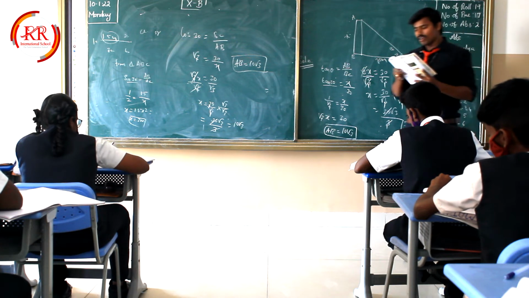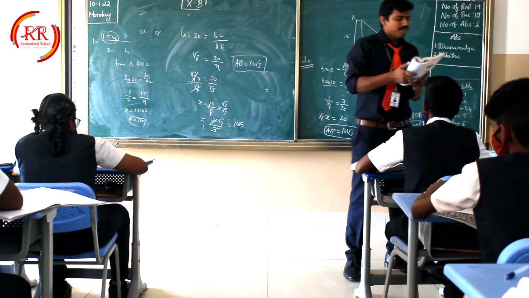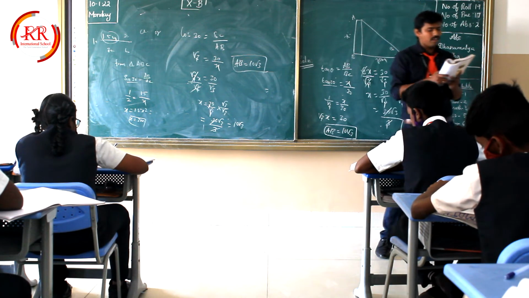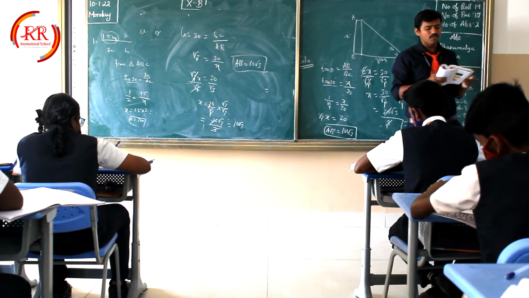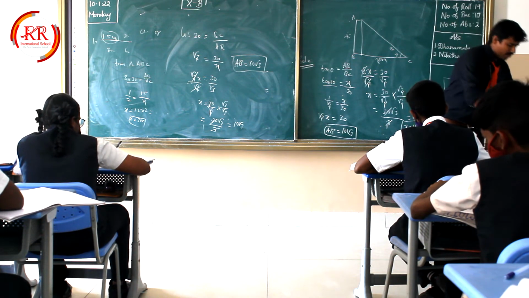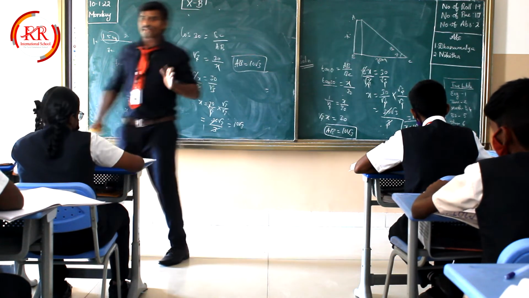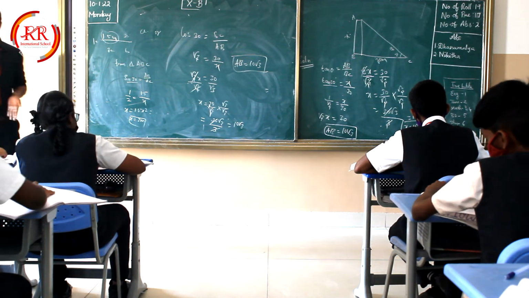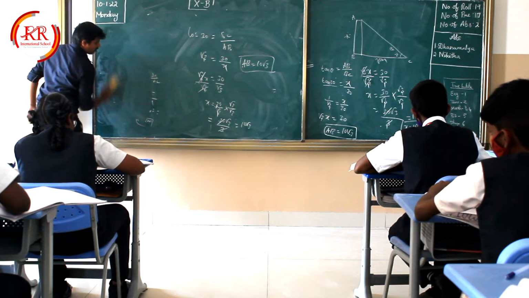The inclination of the string with the ground is 60 degree. Finally, find the length of the string, assuming that there is no slack in the string. We need to find the length of the string. Okay, we need to assume that there is no slack in the string. Shall we proceed now? Okay, the same only, right?